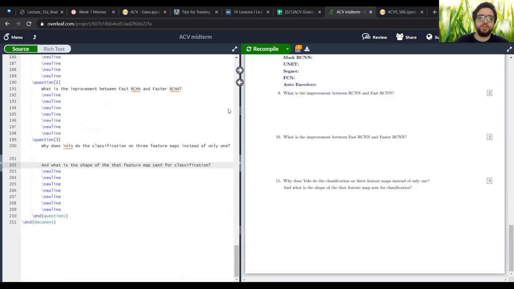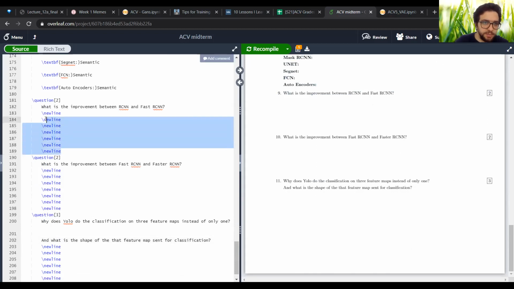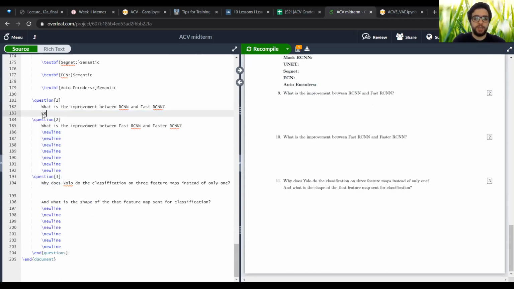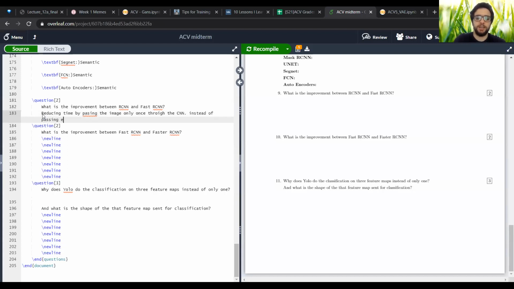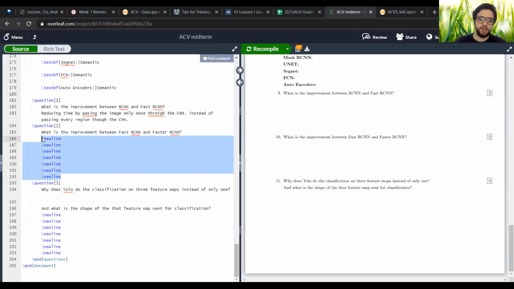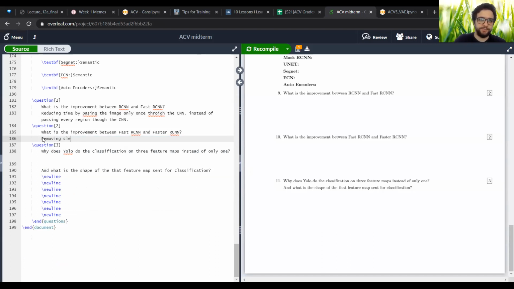What does Fast RCNN improve over RCNN? What's the difference between RCNN and Fast RCNN? Reducing time by passing the image only once through the CNN instead of passing every region through the CNN. Here, removing selective search and replacing it with region proposal networks.